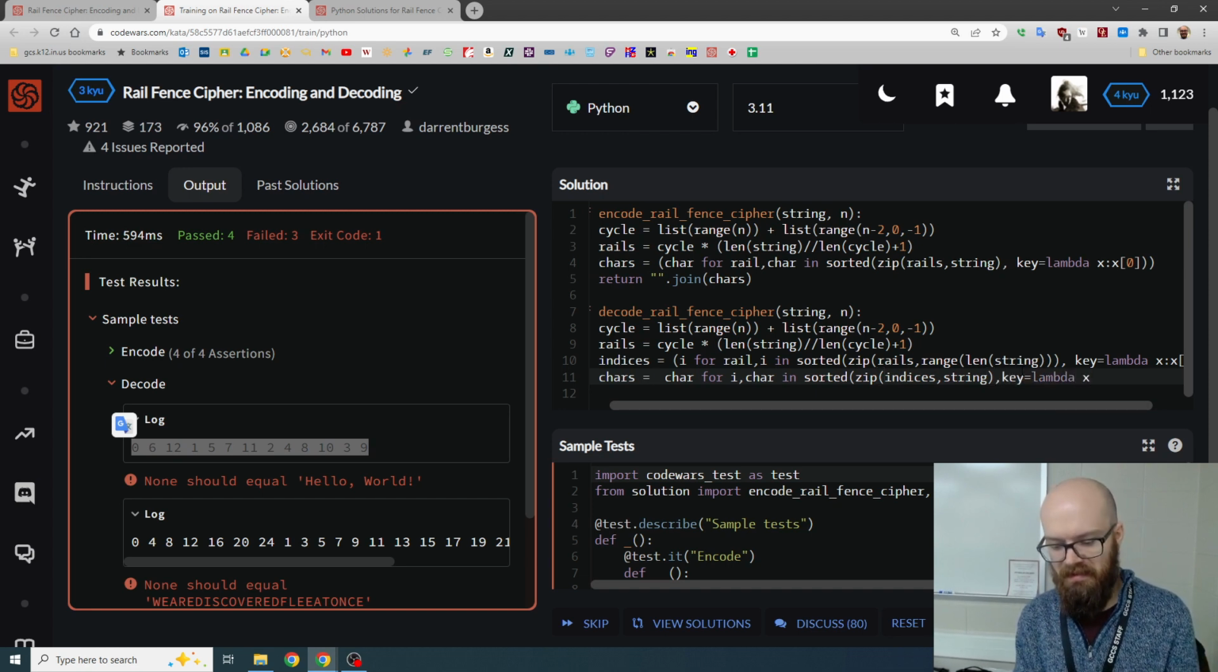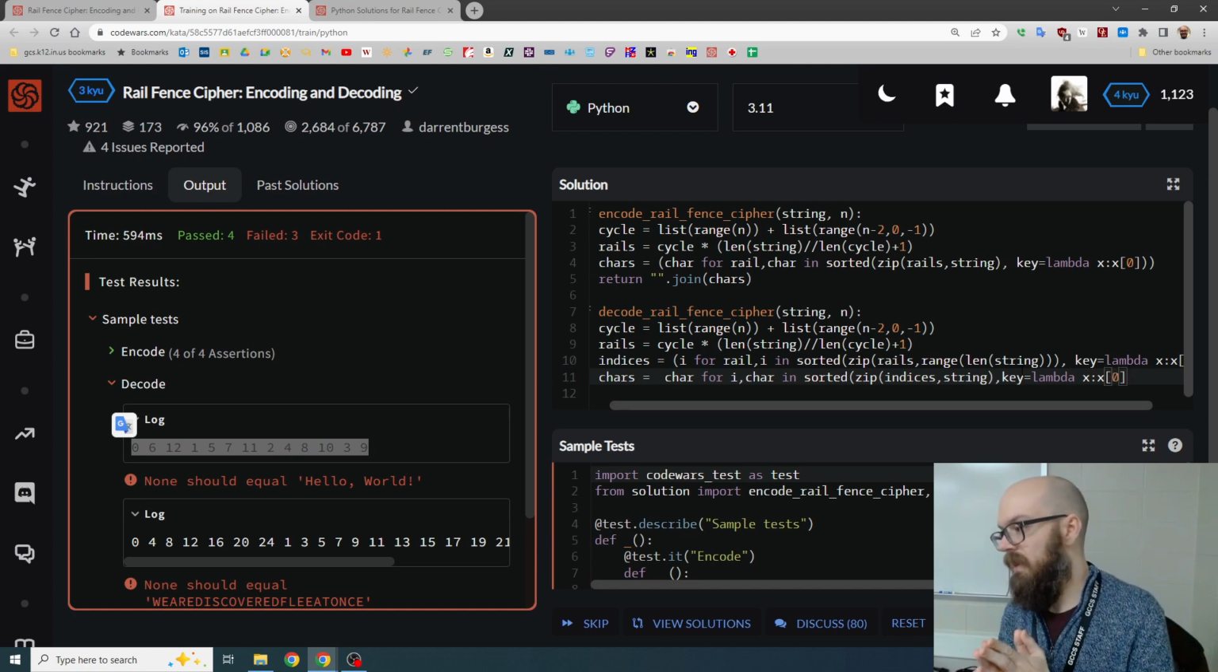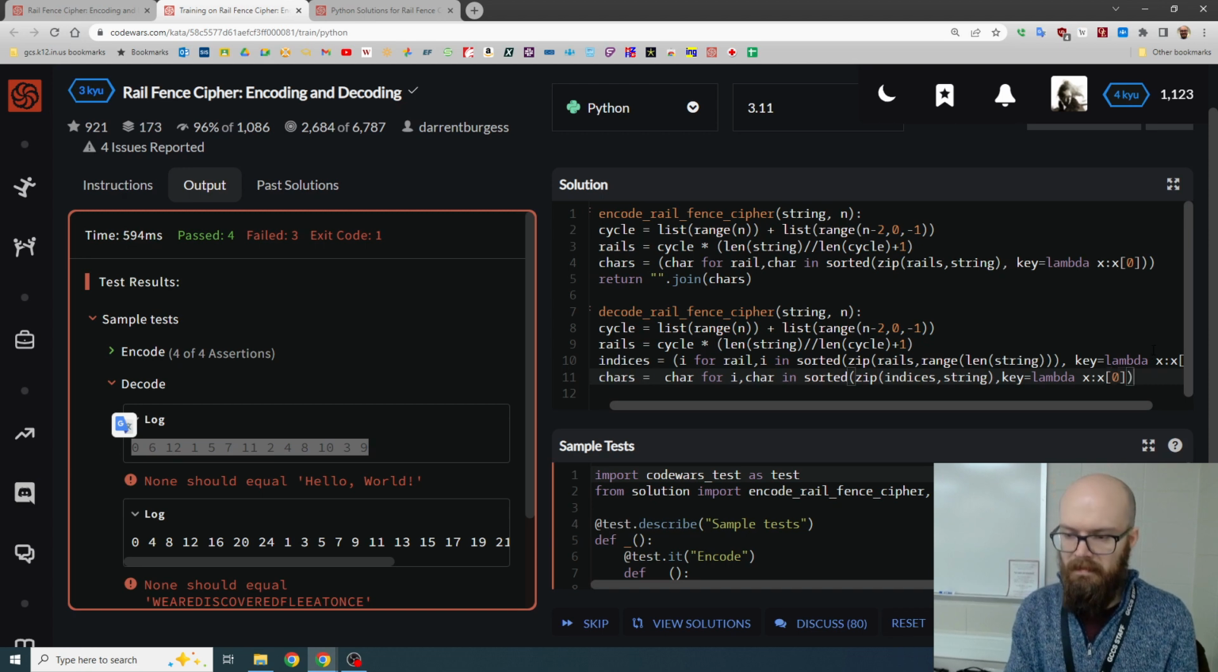This is a bit ugly to do the key like this, but I think we have to, because otherwise it'll use the string as a tiebreaker and it'll put some in alphabetical order when that's not what we want. Okay, so I think that's right. Let me test it out.